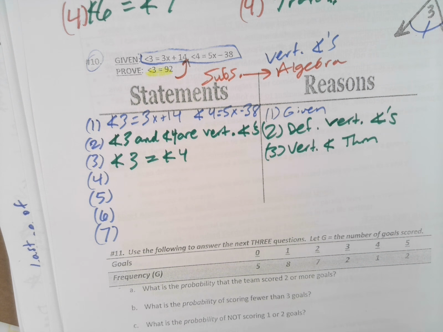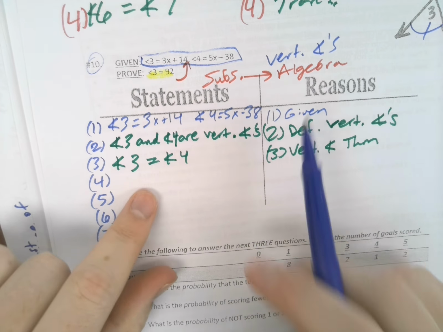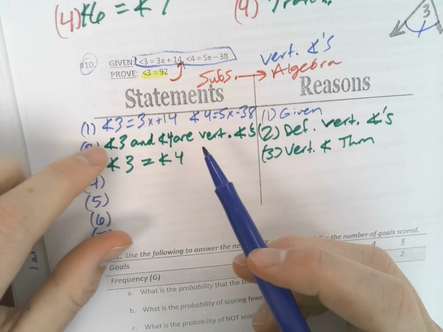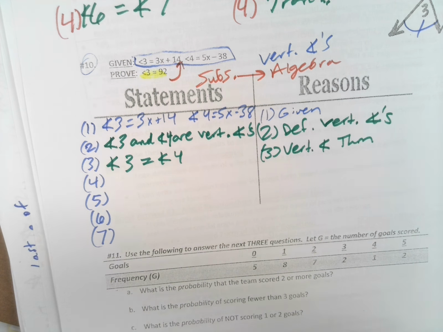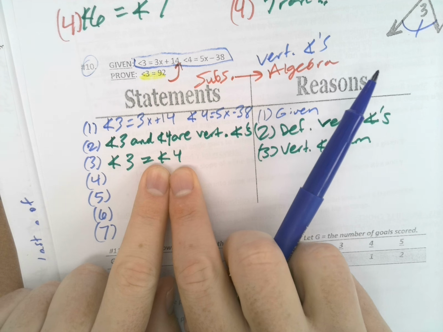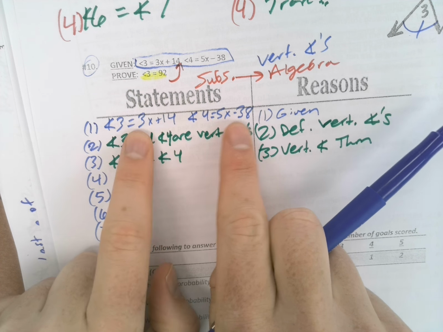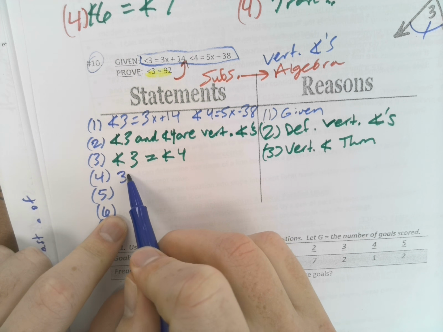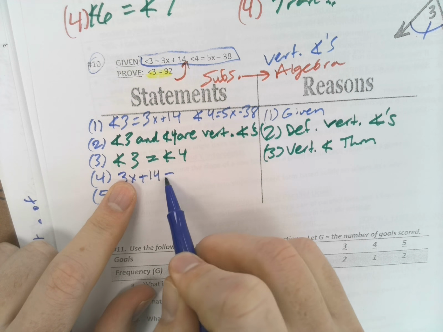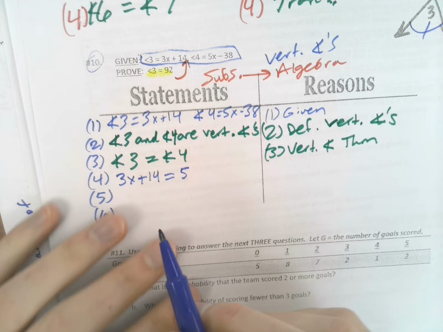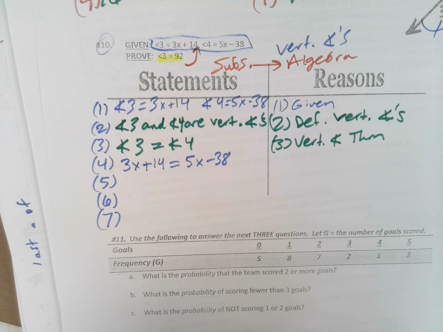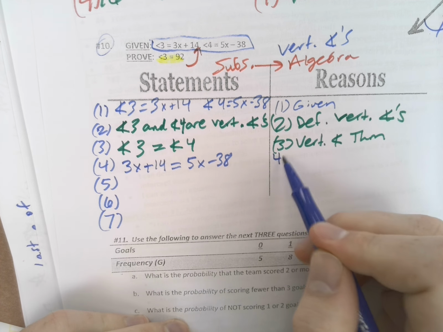Now, the problem is we can't necessarily say that the transitive property is going to come in here and just give us our answer, because we're not trying to prove that angle 3 equals some other random angle 5. Instead, we're trying to find out what angle 3 is. Well, if 3 equals 4, don't we kind of know what these angles are? 3x plus 14, 5x minus 38. I'm thinking we can plug in for 3, 3x plus 14 equals, we can plug in for 4, 5x minus 38.